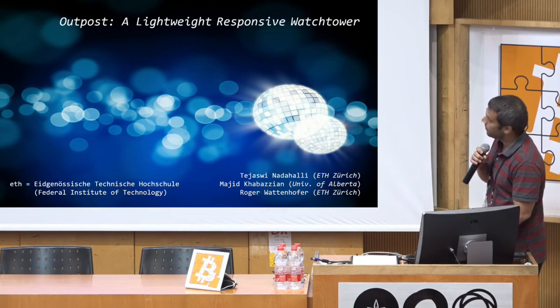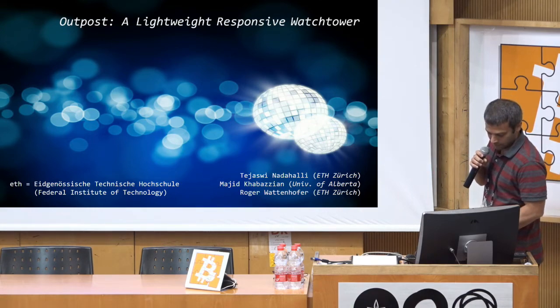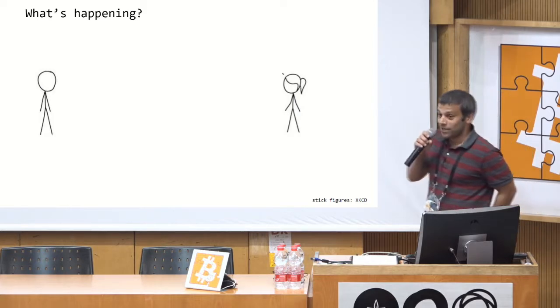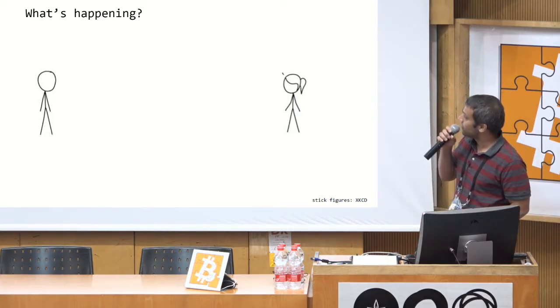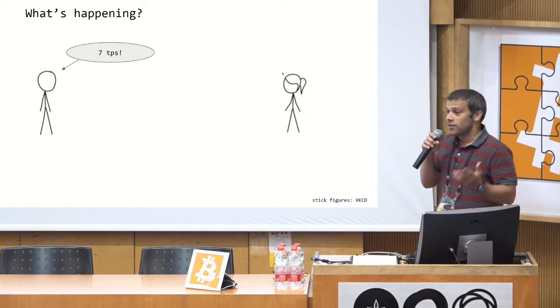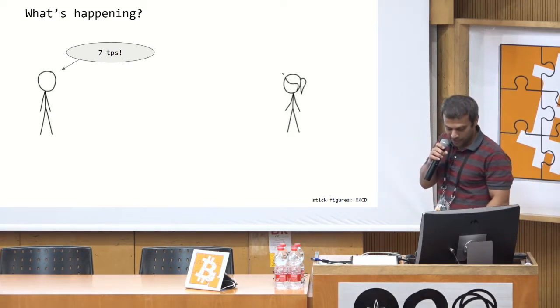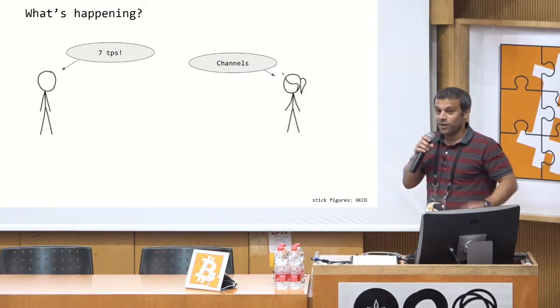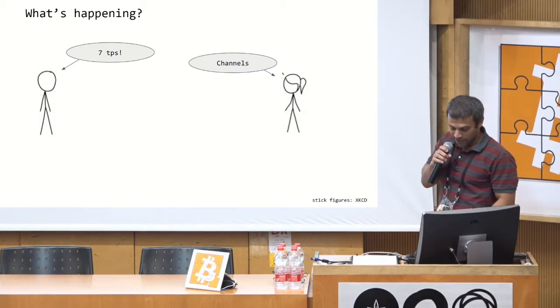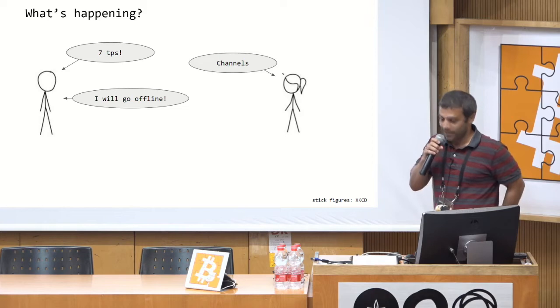So let's enter, I guess. Okay, so what's happening? How did we get here? That's from XKCD, for people who know. So yeah, this is a familiar story. 7 transactions per second, not a good place to be. Then we have channels, a good place to be. But I'll go offline, not a good place to be.